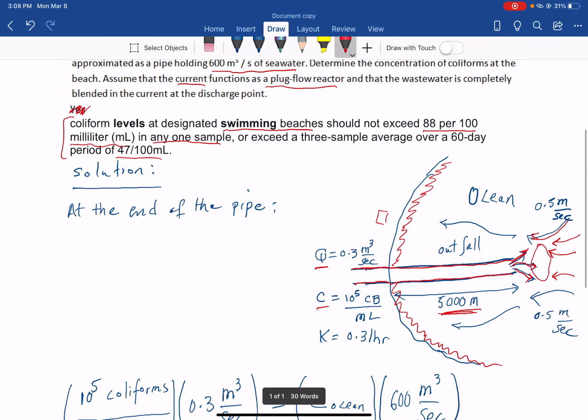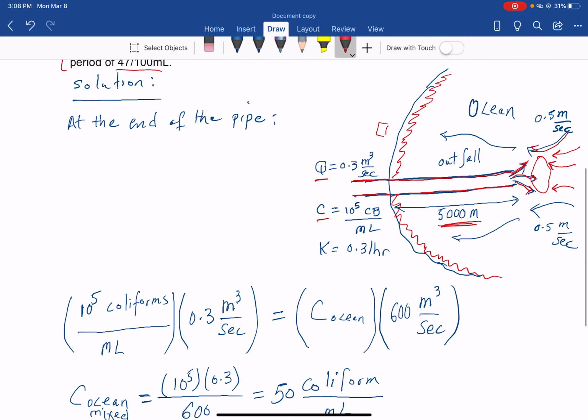Let's look at the solution to this problem. We were given the flow rate, 0.3 meter cubed per second, the concentration, 10 to the 5 coliform bacteria per milliliter, and K, 0.3 per hour. And we have the current with a velocity of 0.5 meter per second. The current is pushing this way, and it's pushing the wastewater this way after it mixes with the wastewater.